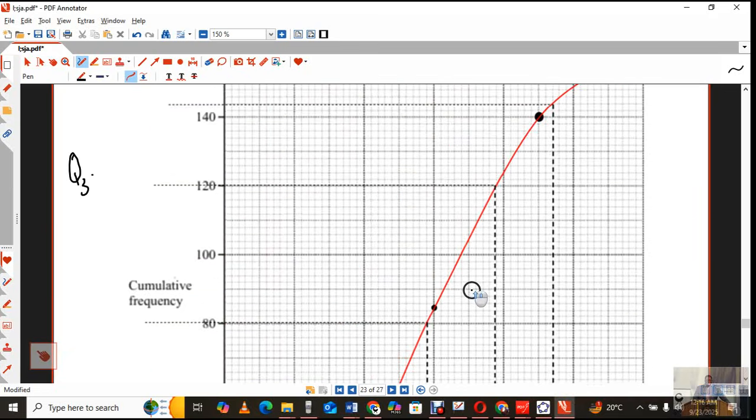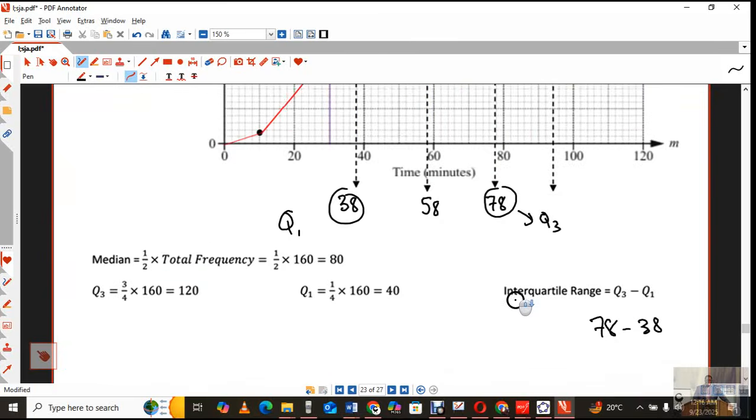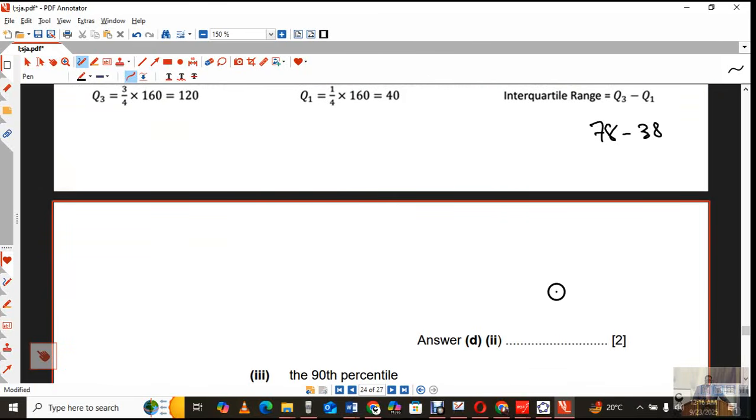Again, you might have this interquartile range answer. I'm just going to write it over here. So I get 40 minutes. This is something that most probably will be plus or minus 2 minutes, so 38 minutes will be accepted and stuff like that. Okay.